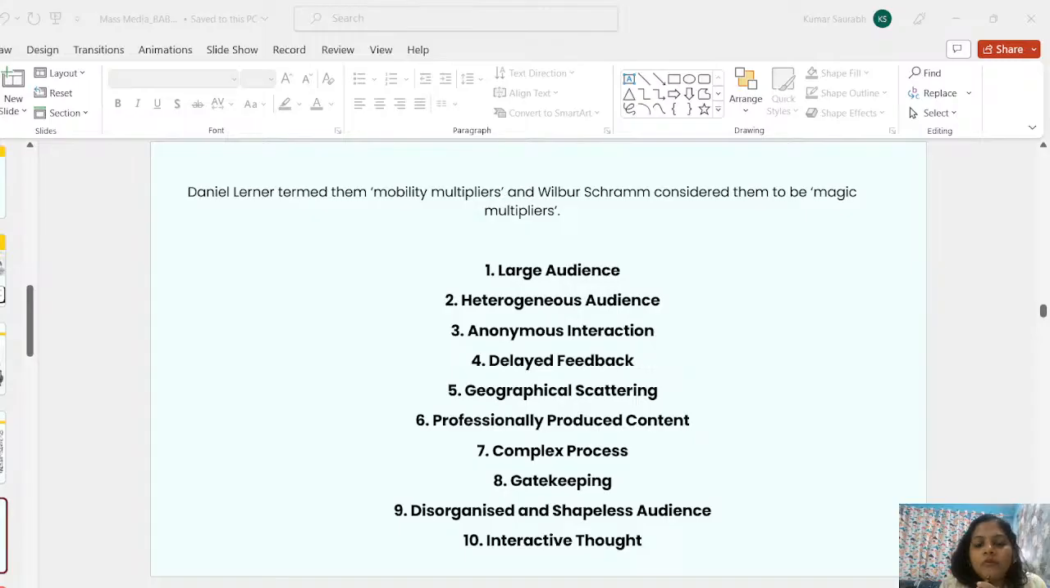The third is anonymous interaction. Like in group communication, all the participants are completely anonymous to each other. Nobody knows who that person is who is receiving that information. The sender does not know who is receiving that information.